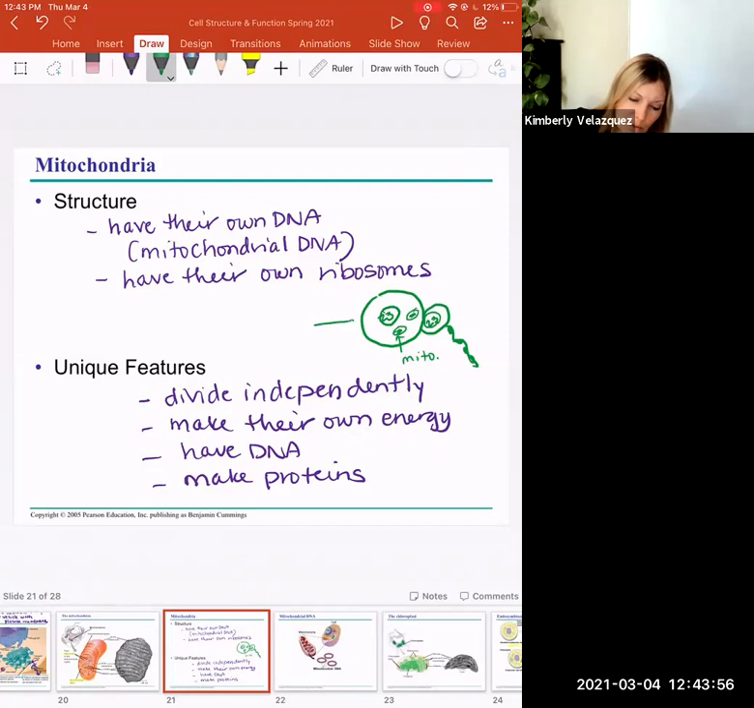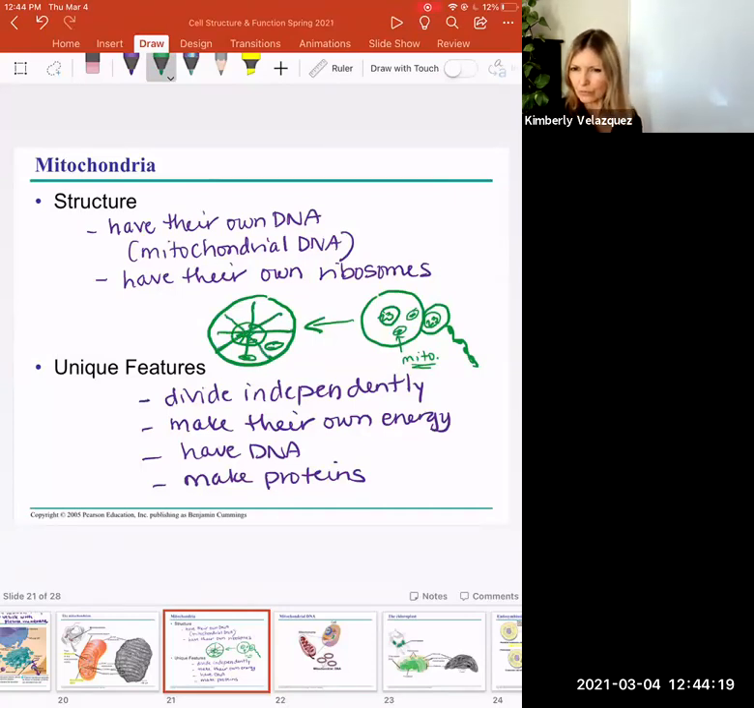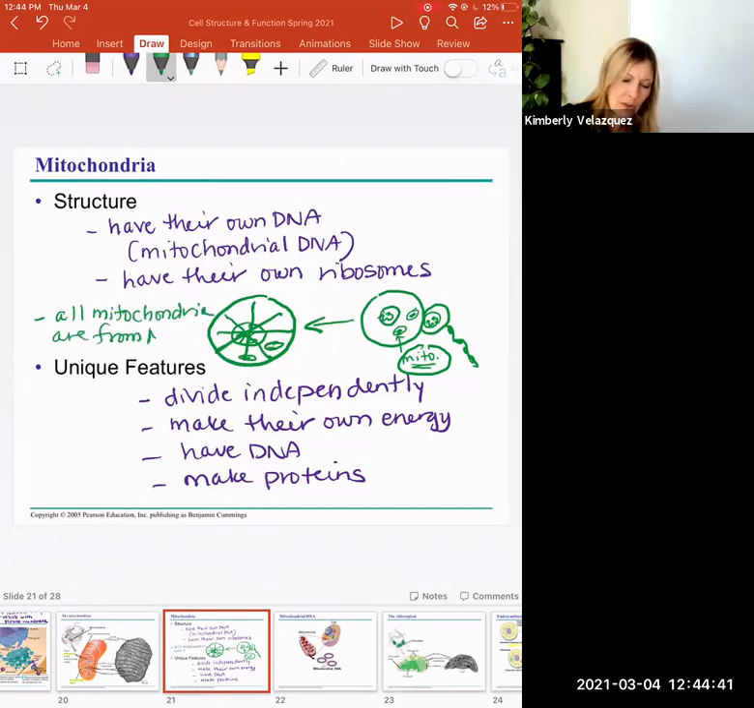So when those two fuse, they form that very first cell of 46. 23 from the egg that made you and 23 from the sperm. And all the mitochondria of that very first cell came from the egg. And this divides and divides and divides to make grown-up you. And every single one of your cells has mitochondria only from the egg. So all from mom. So all mitochondria are from mom, which means all of your mitochondrial DNA is from mom.